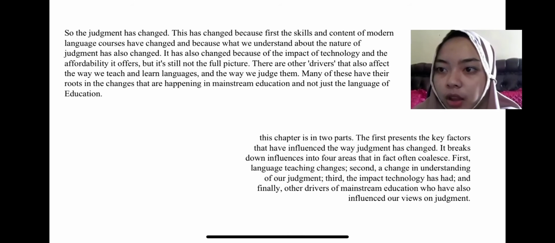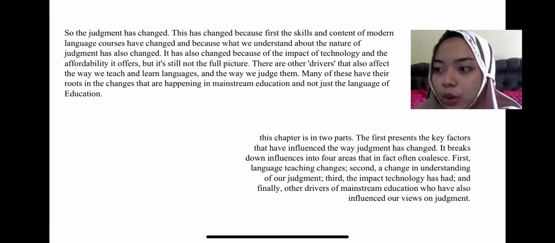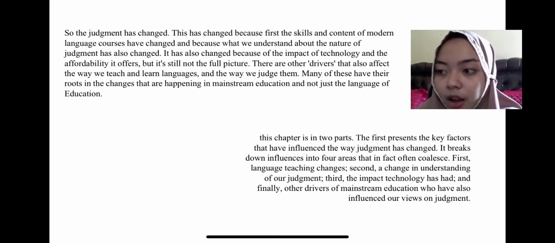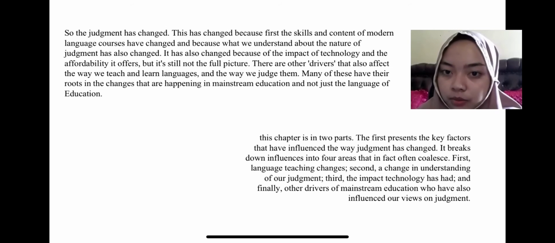Many of these have their roots in the changes that are happening in mainstream education and not just language education. This chapter, in its two parts, first presents the key factors that have influenced the way judgment has changed. It breaks the influences down into four areas that in fact often overlap. First, language teaching changes. Second, a change in understanding of our judgment. Third, the impact technology has had. And finally, other drivers of mainstream education which have also influenced our views of judgment.